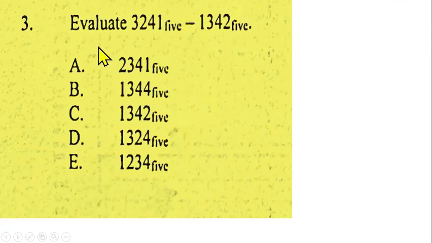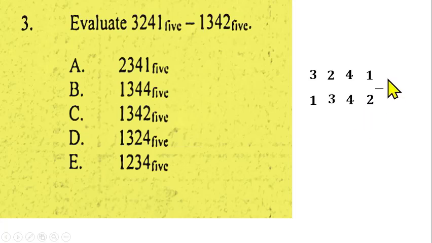Question number 3 is from number base. We have to evaluate 3241 base 5 minus 1342 base 5. So we have to subtract this and get the answer from the options provided. You can arrange them in thousands, hundreds, tens, units, then subtract 1342 from it. If you arrange it like this, you can easily subtract. How do we go about that? Don't forget that we're in base 5.